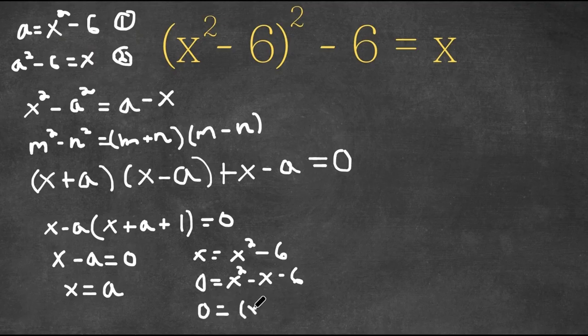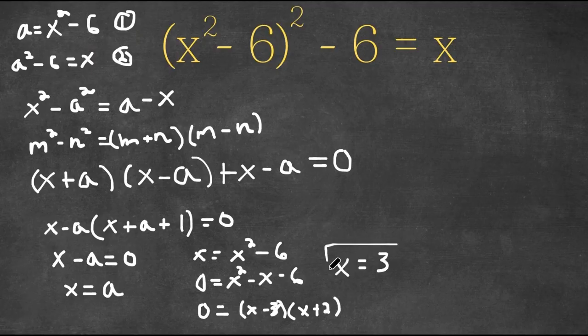Now we have a quadratic equation, and this would actually be simplified to 0 is equal to x minus 3 times x plus 2, meaning our two solutions for x would be x is equal to 3 and x is equal to -2.